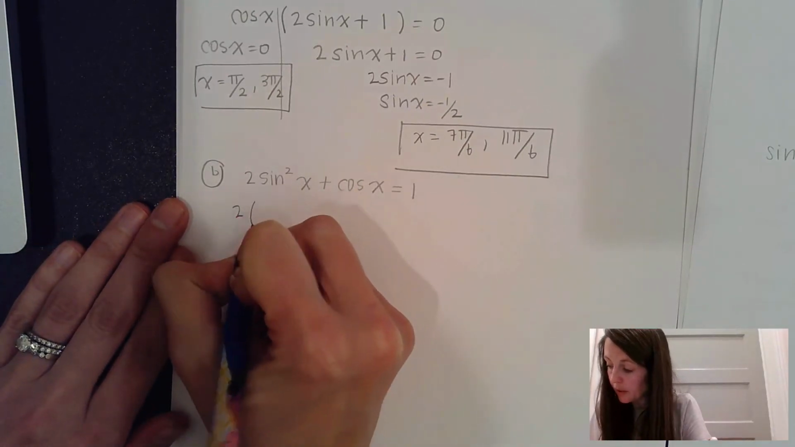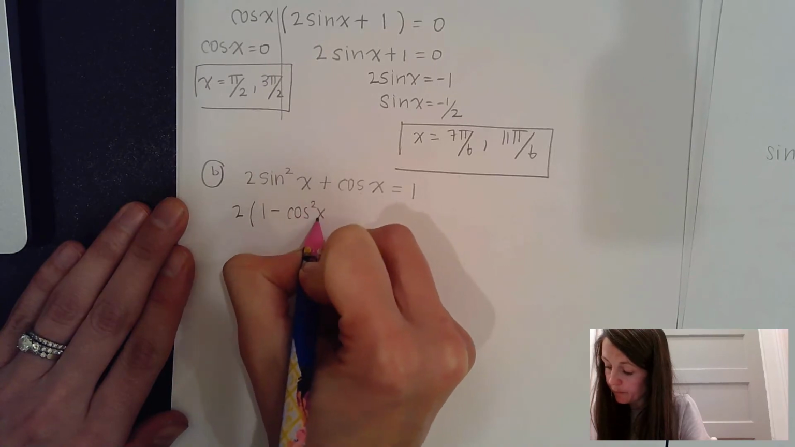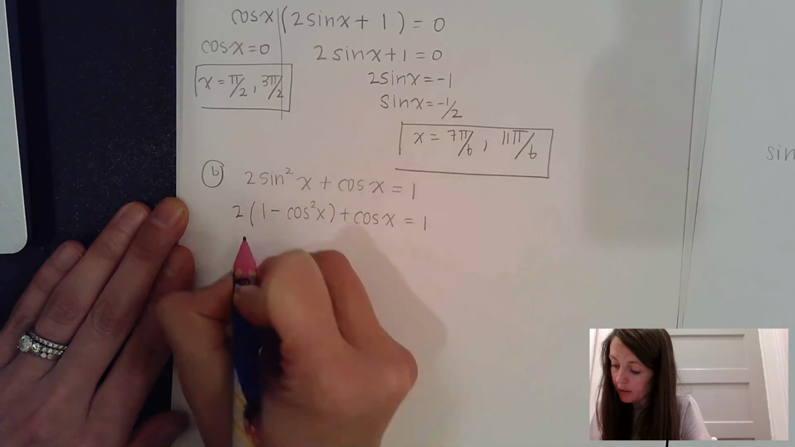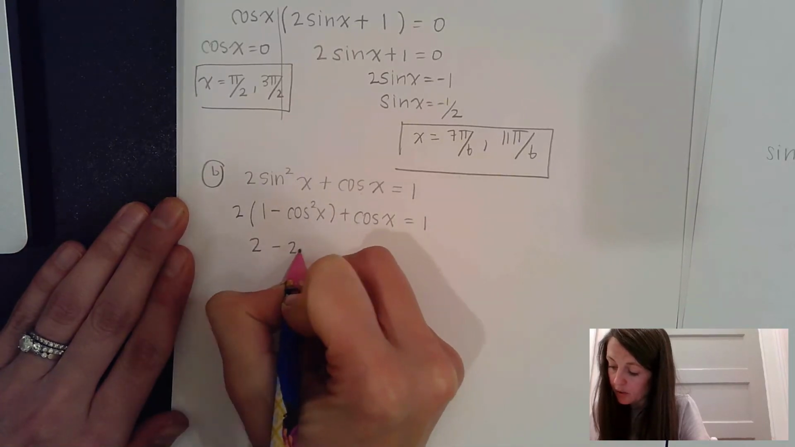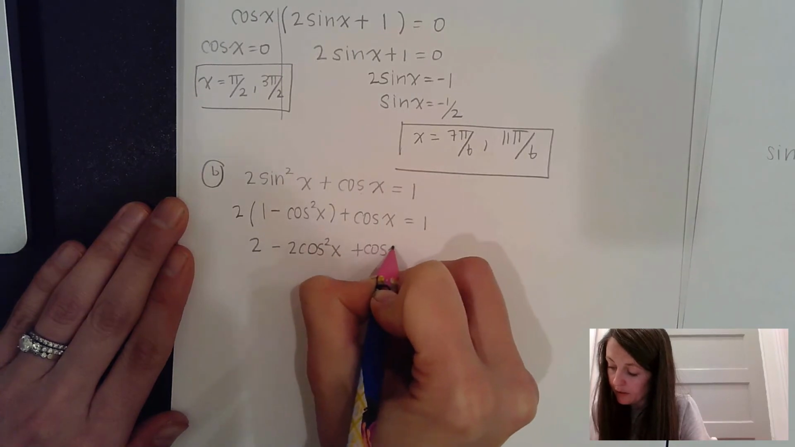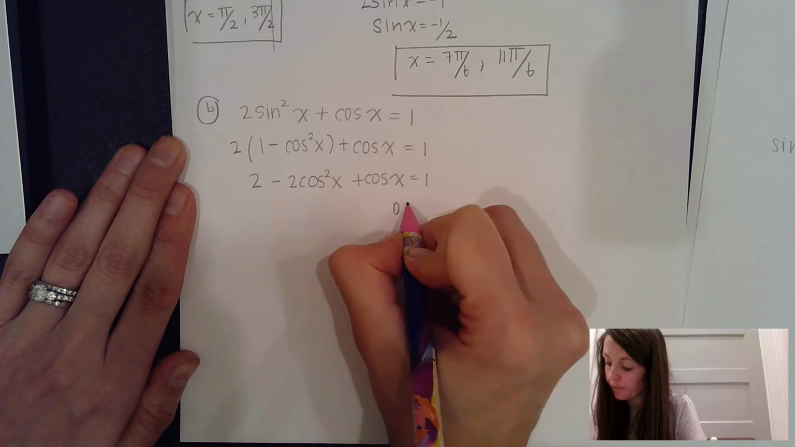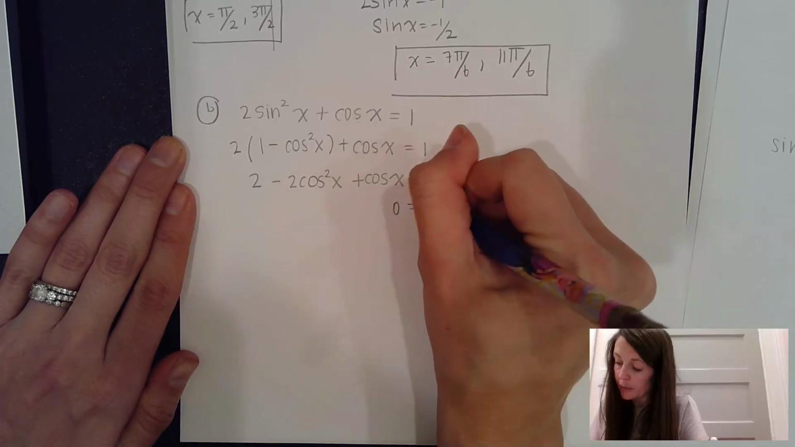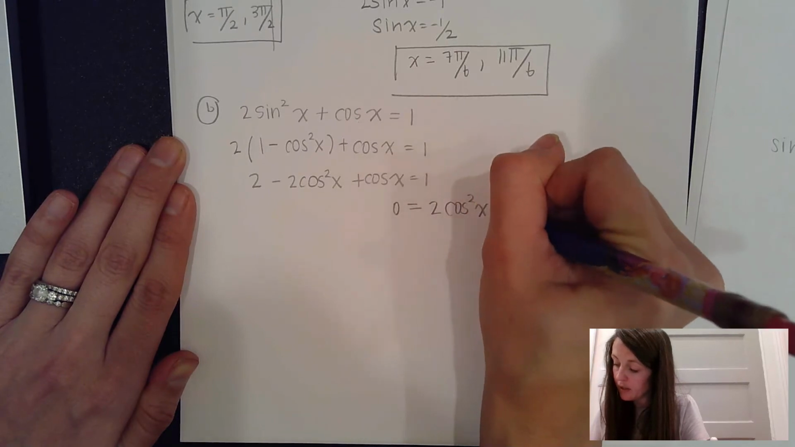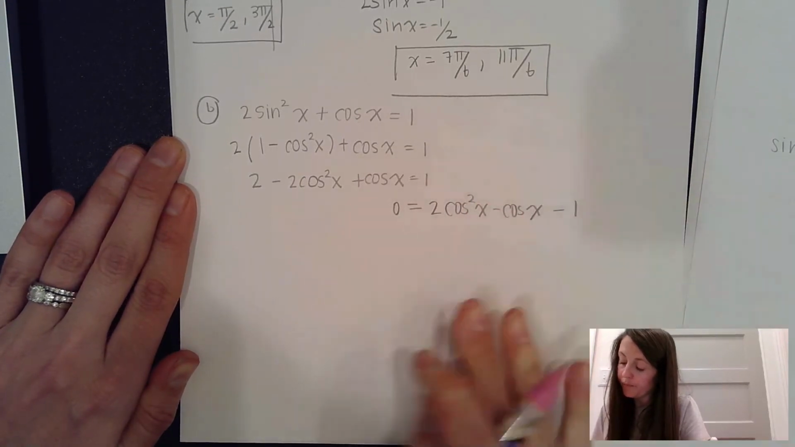So we'll have 2 times 1 minus cosine squared plus cosine of x is equal to 1. So I'll have 2 minus 2 cosine squared plus cosine. So if I move everything to one side, I move everything over here because this becomes a positive. So this will become a positive 2 cosine squared x minus cosine of x minus 1.